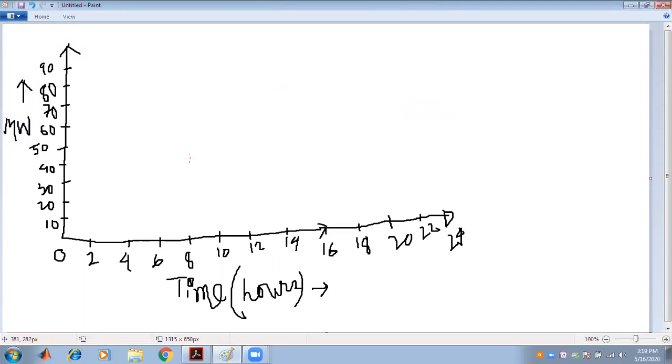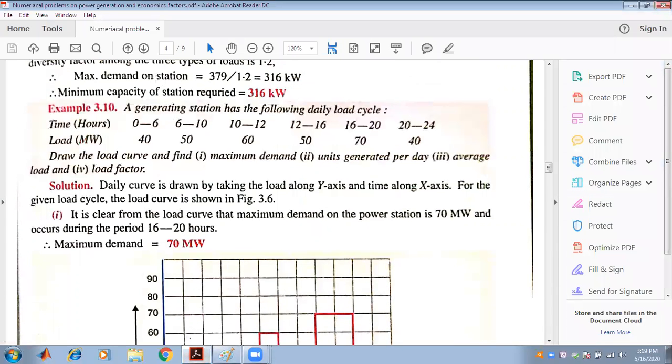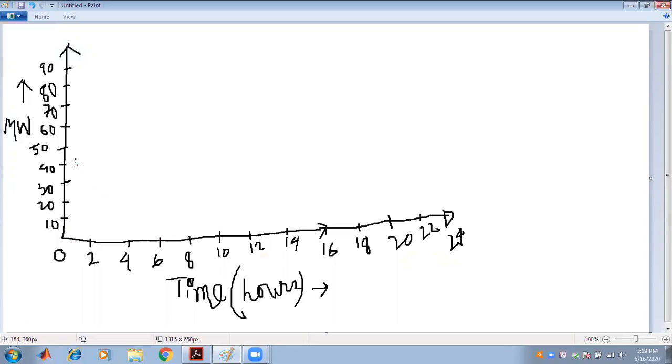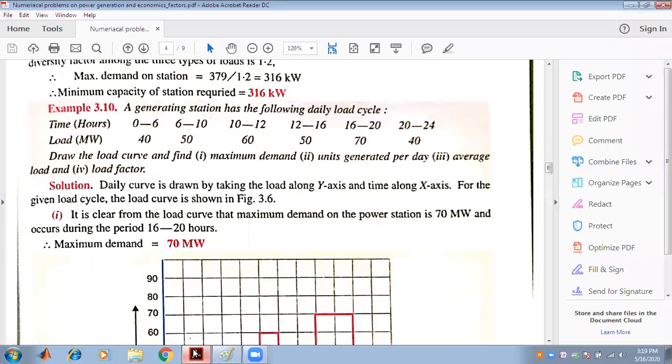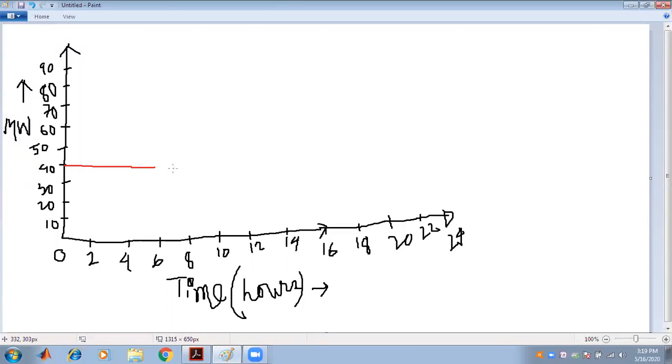Okay. So it is given. What is given? Just the information that we received is that from 0 to 6, it is 40. The demand is 40 for 0 to 6. We have drawn for 0 to 6, the demand is 40. Now the second one is given. From 6 to 10, the demand is 50. So for 6 to 10, the demand is 50.